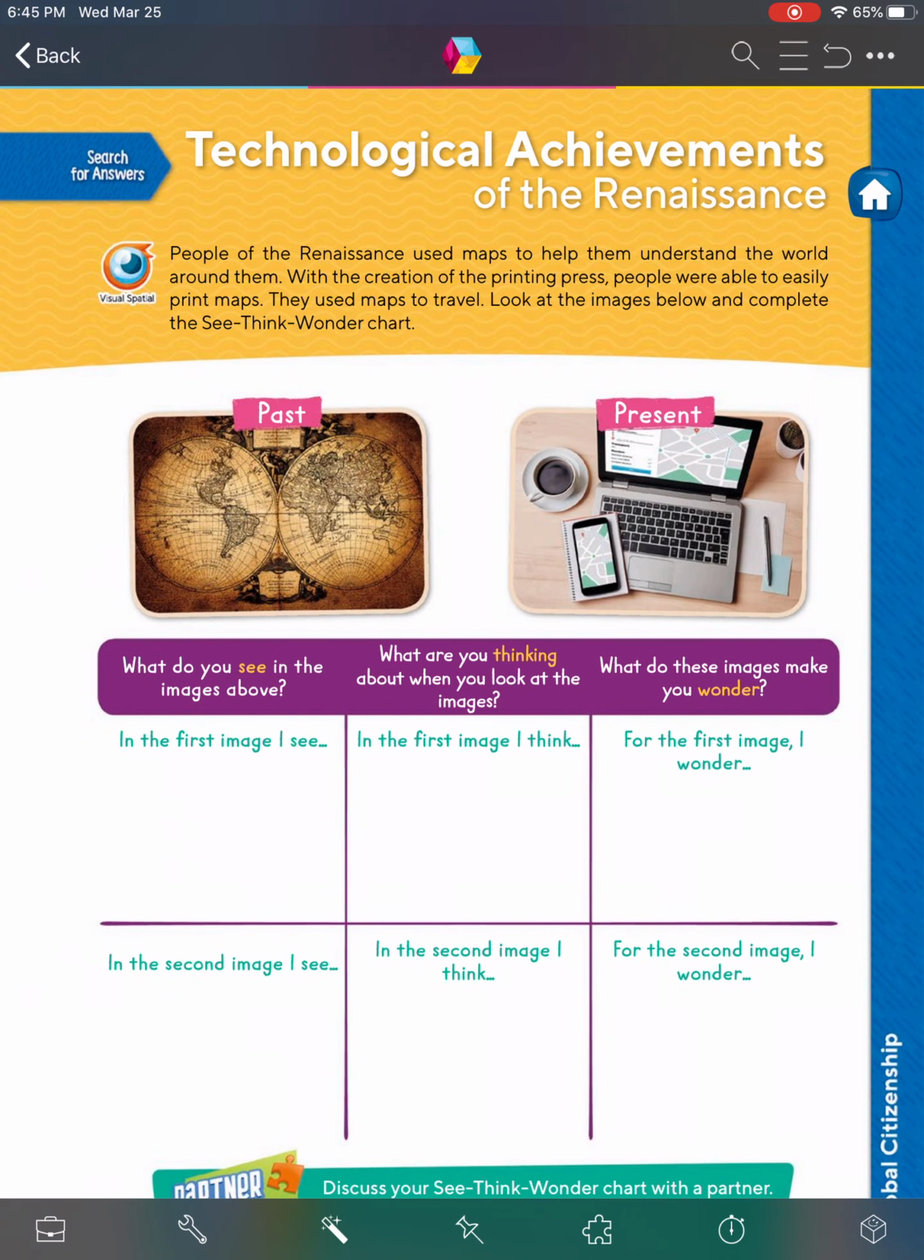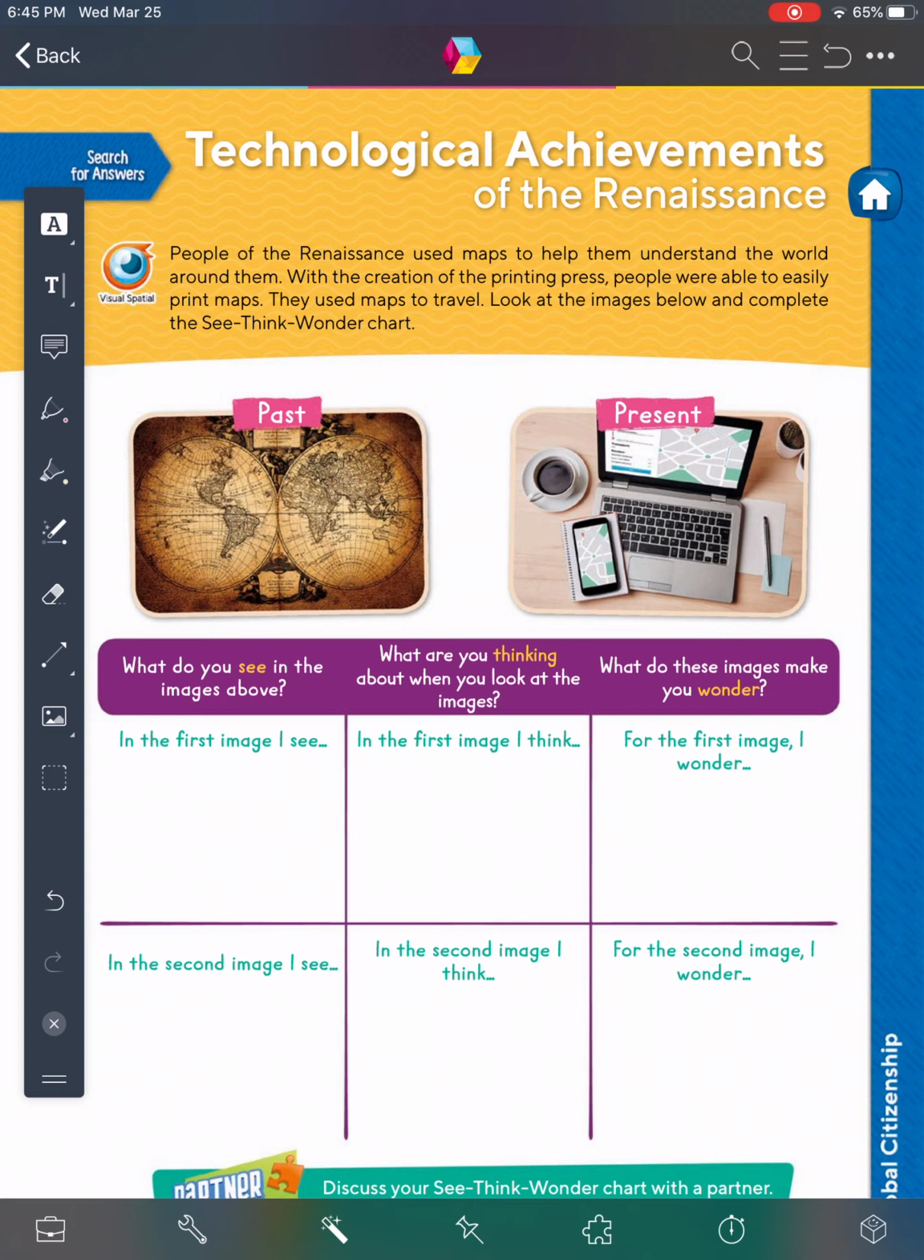Talking about these inventions, this title says Technological Achievements of the Renaissance. Well, most of the inventions have to do with technology, okay? So I will help you read this so we can talk a little bit about it, okay? People of the Renaissance used maps to help them understand the world around them. With the creation of the printing press, people were able to easily print maps. They used maps to travel. Look at the images below and complete the See, Think, Wonder chart.